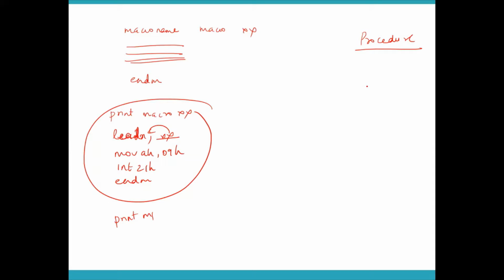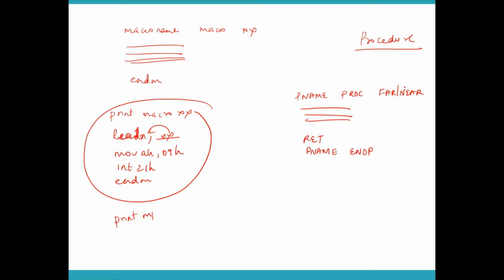Whenever you call a procedure, suppose I want to write a procedure, I have a syntax for writing a procedure also, similar to this. I'll have a procedure name followed by the keyword proc, followed by either far or near. Then I'll write the body of my procedure, and then I'll have the instruction called RET. And then I'll write my procedure name followed by endp.